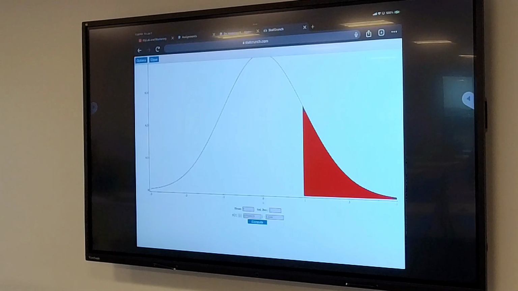There we go. 0.92. All right, now we'll type it in. That's just fidgety, isn't it?